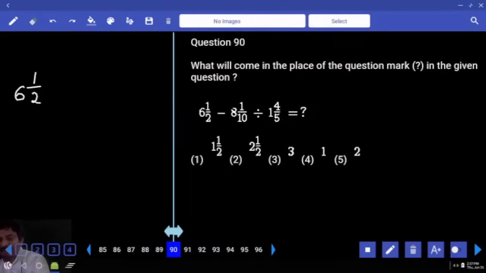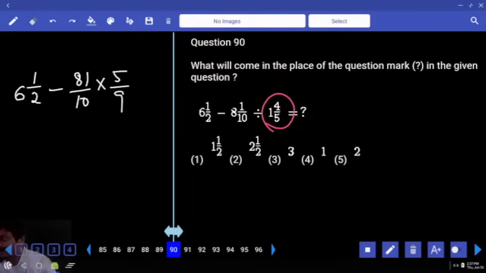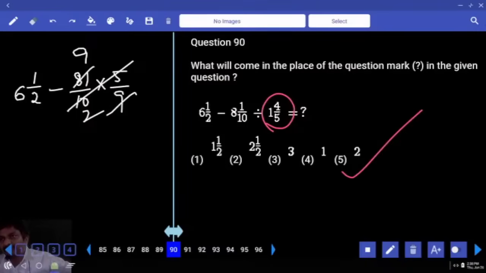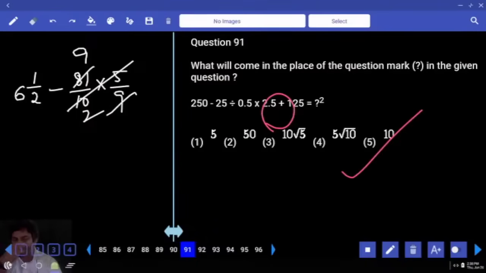6 1 by 2 minus 8 1 by 10. 81 by 10 divided by 1 4 by 5. 9 by 5 divided by 9 by 5 can be written as into 5 by 9. 9 times 5, 2 times, 9 by 2, meaning 4 and a half. 6 and a half minus 4 and a half, 2. Fifth option answer. Got it?